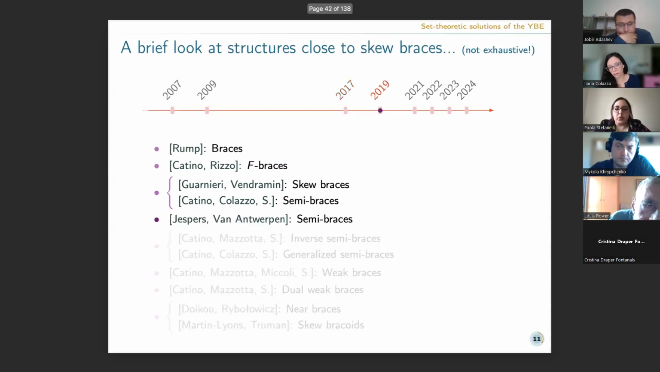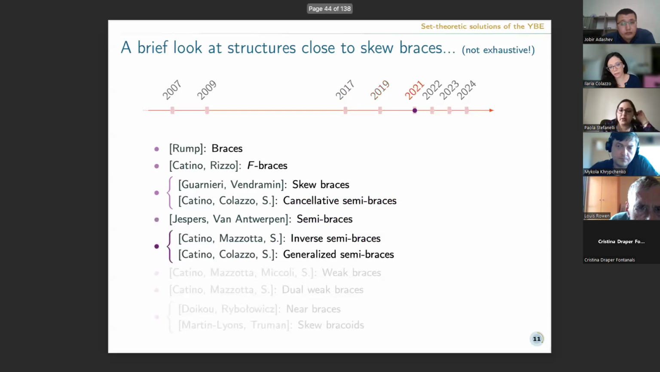Later, Jespers and Van Antwerpen studied another structure of semi-brace, where they consider simply a semigroup as the additive structure and show that, under some assumptions, this structure produces more arbitrary solutions. Again, later we can find the inverse semi-braces and generalized semi-braces, where we involve other structures of semigroups and also study when this structure produces a solution. Then we can also find weak braces and dual weak braces.